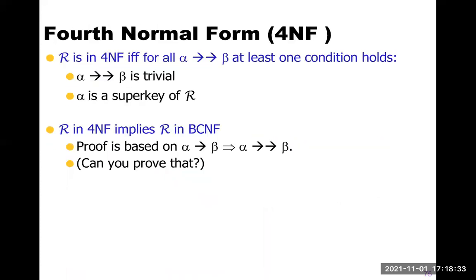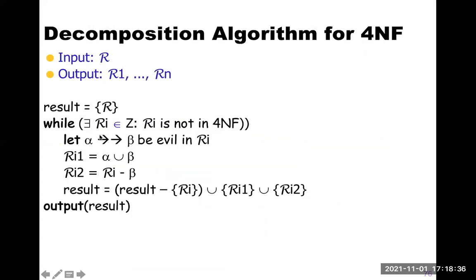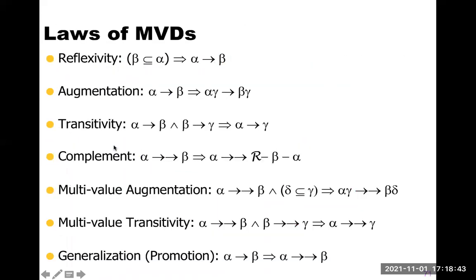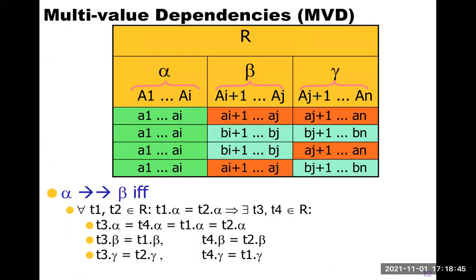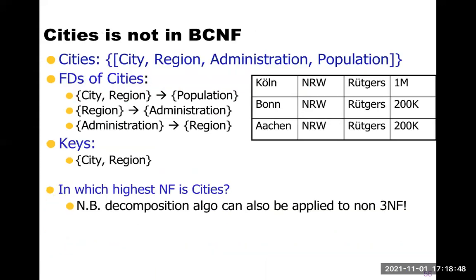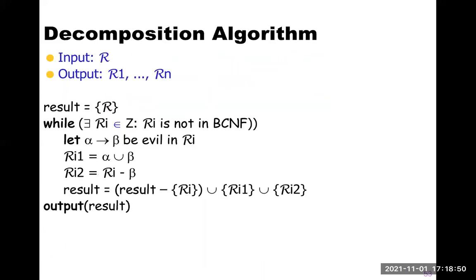Let me quickly find it. This is the decomposition algorithm for fourth normal form. It checks multi-value dependency. And let me find the Boyce-Codd decomposition algorithm. Here it is. Exactly the same code, exactly the same pseudocode. The only difference is here, only a single arrow, and that's all. Only functional dependency. So the algorithm is the same. The only thing is which dependencies we check.